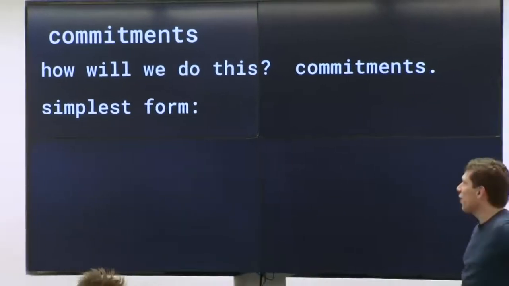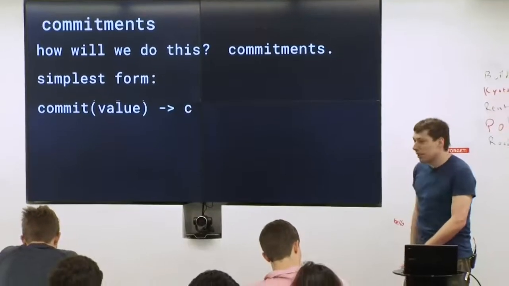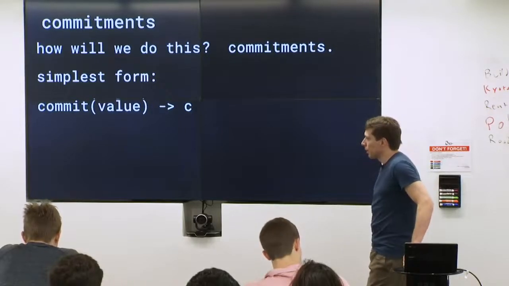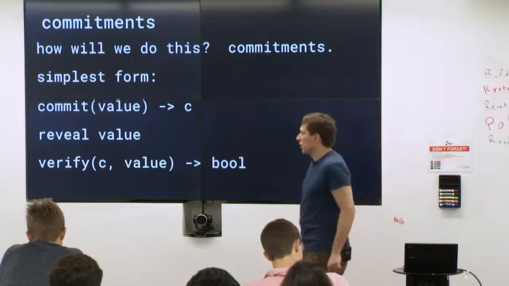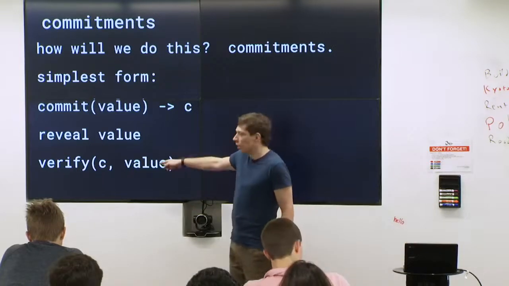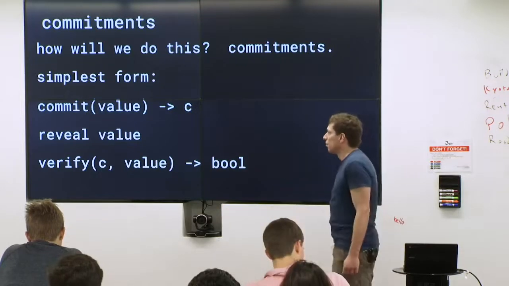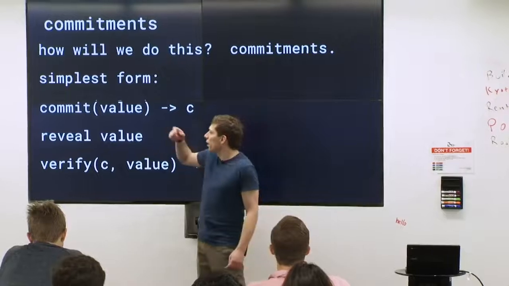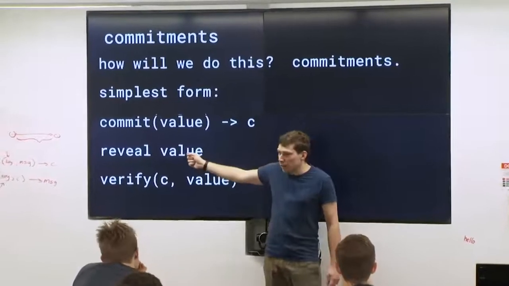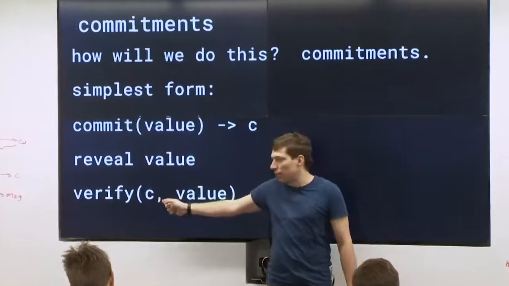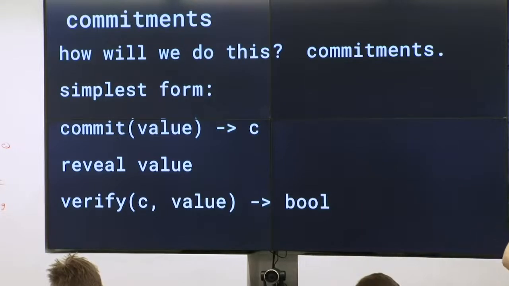There's an idea called commitments. The simplest form of a commitment is you commit to some value, you output something called C, and then you reveal the value, and someone can verify, given C and the value you just revealed, whether that is a correct commitment. So I say I'm committing to the value 2, I output something C, and then reveal it was 2. They throw 2 and C into the function: do those match? It's true? Okay, we're good.